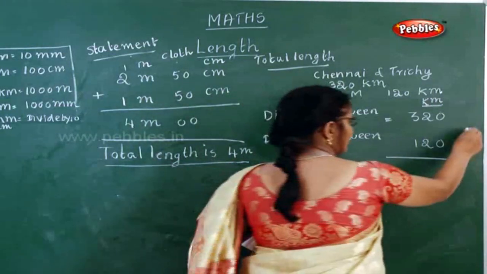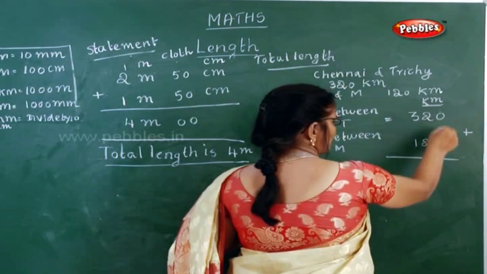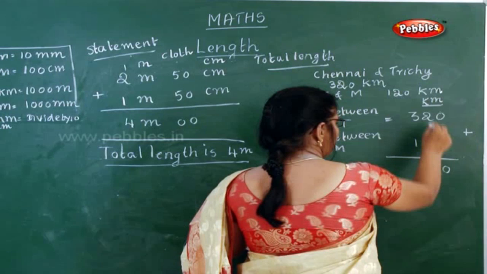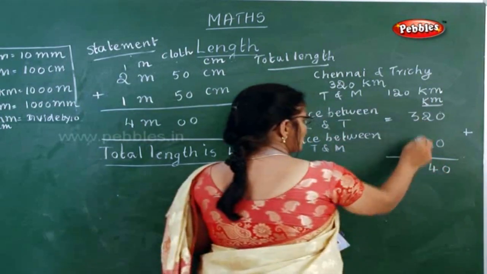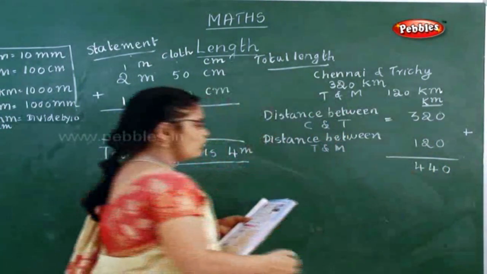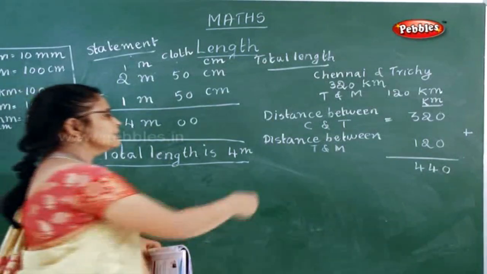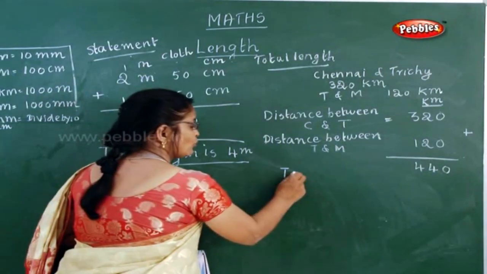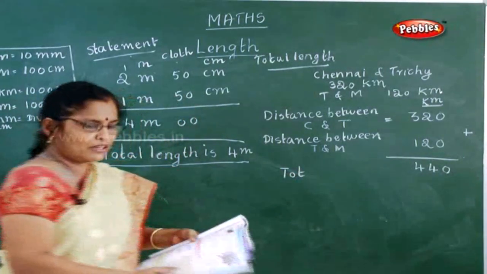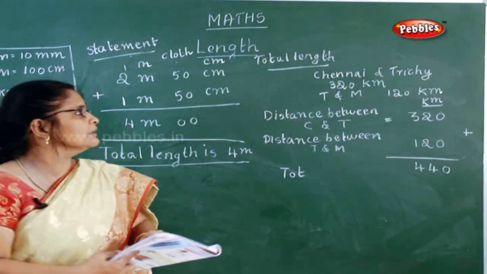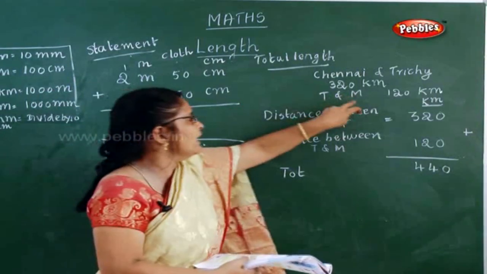What you have to do? You have to add. Now, what is 0 plus 0? 0. 2 plus 2 is 4. 3 plus 1 is 4. Now, what you have to write now? Answer. The distance, or, now what will you write? Total. What is the question they have asked, my dear? What is the total distance between Chennai and Madurai?